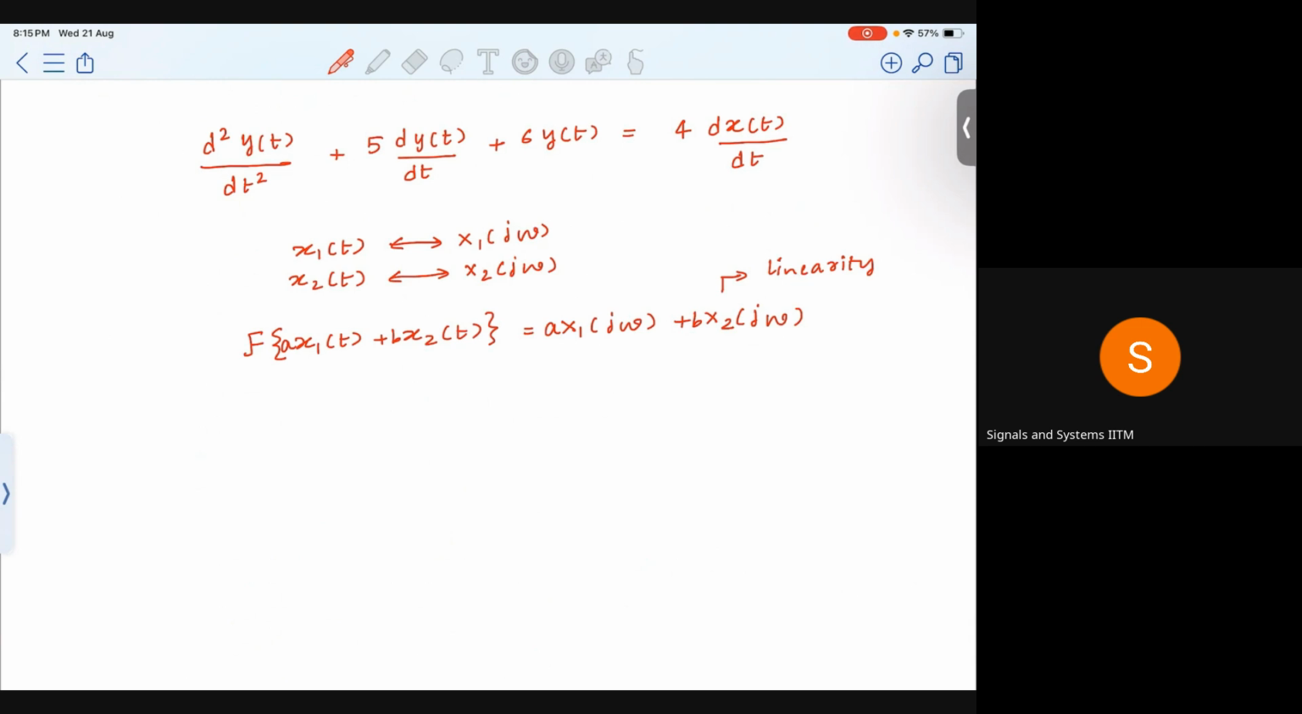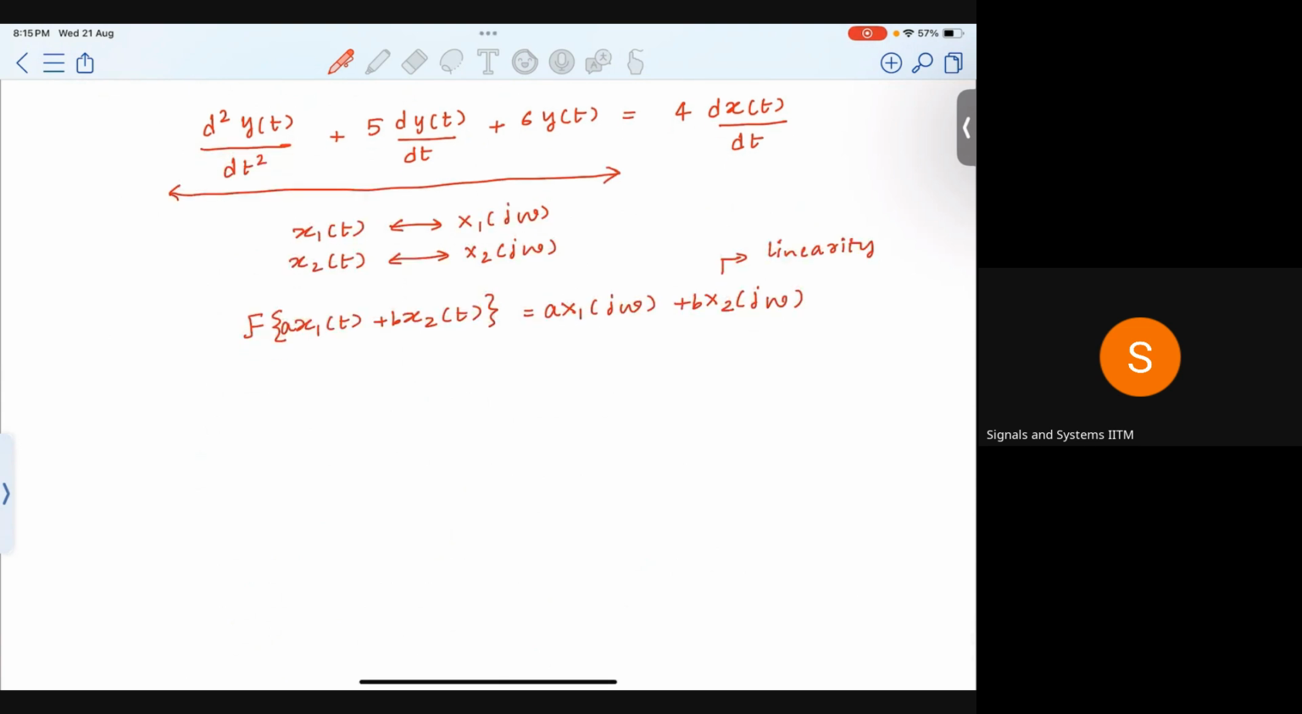So using this linearity property, the Fourier transform of this entire expression would become j omega whole square y of j omega plus j omega times 5 y of j omega plus 6 y of j omega, which is equal to 4 times x of j omega.